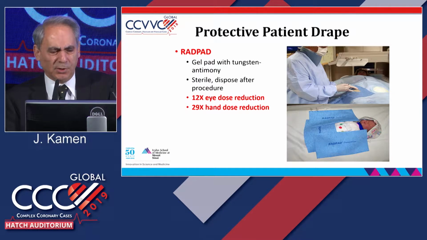Protective patient drapes are available that you can buy. They reduce the eye dose 12 times and the hand dose 29 times. So these are effective and cheap, but it adds up if you can afford it.